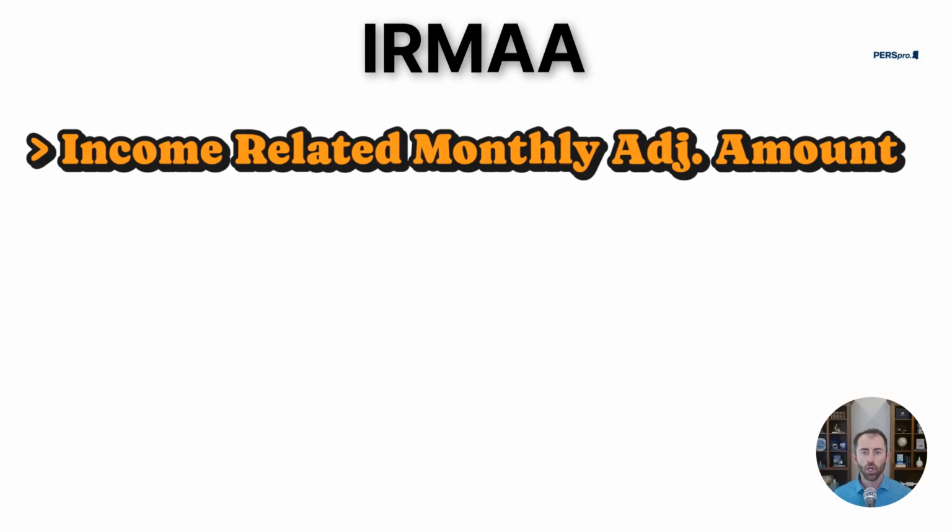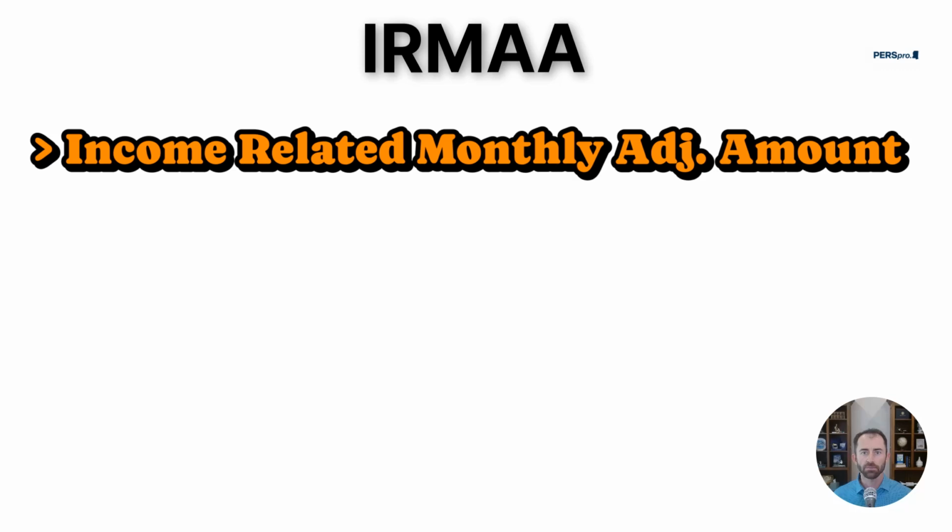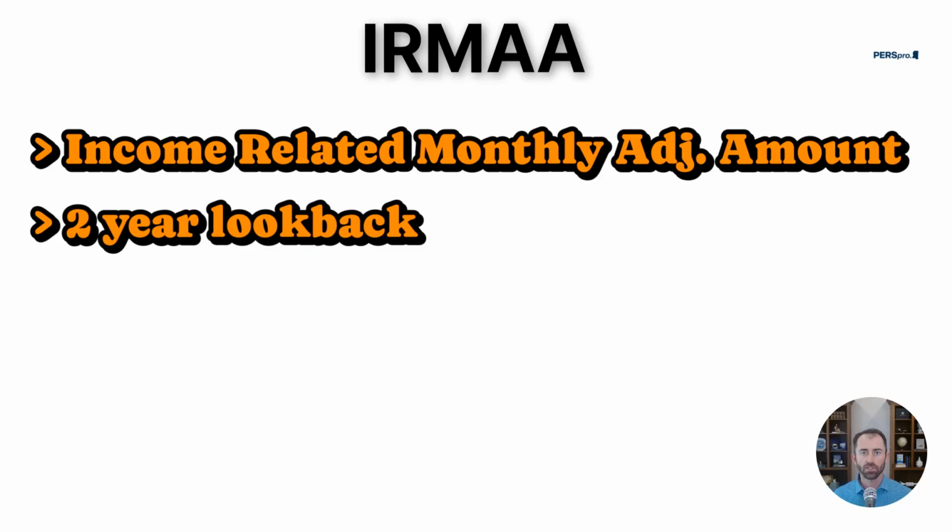Can you continue to work and enroll in Medicare? Yes, but there is an income surcharge called IRMAA you should be aware of. IRMAA stands for Income-Related Monthly Adjustment Amount. The way this works is that Medicare looks at your tax return from 2 years ago to determine your current premium. If your income was high, for example, you were still working full-time or had a large capital gain, you might pay a much higher Part B and Part D premium.